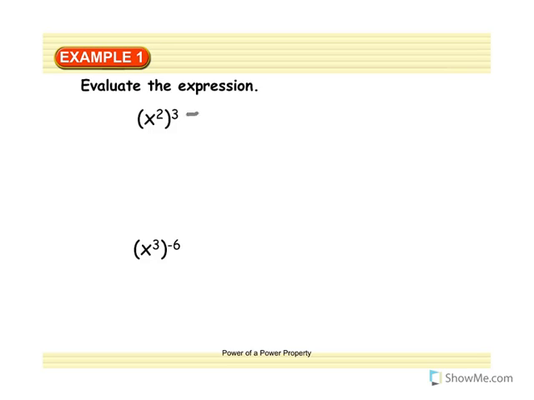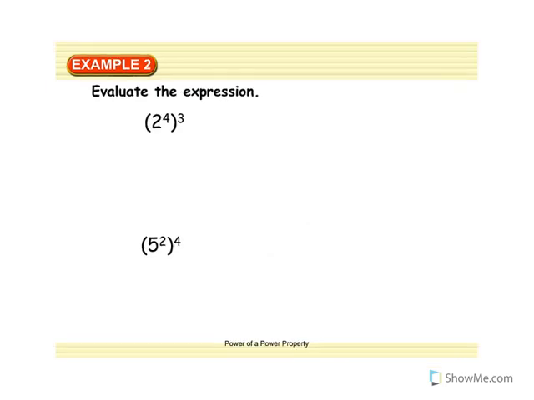So x squared to the third. I have 3 powers of x squared, so I've got x to the 6th when I multiply the powers. I've got negative 6 powers of x cubed, so when I multiply the powers, it gives me x to the negative 18th, otherwise known as 1 divided by x to the 18th. 2 to the 4th to the 3rd, again, I've got 3 groups of 2 to the 4th, so when I multiply the powers, it gives me 2 to the 12th. I've got 4 powers of 5 squared, which is 5 to the 8th.